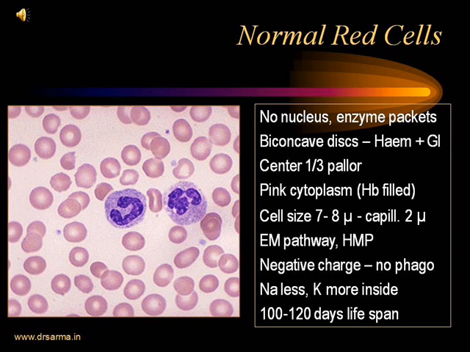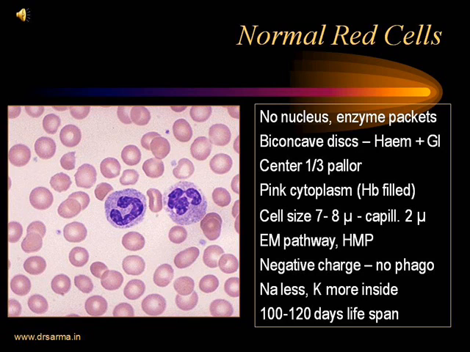Remember, the cells of 7 to 8 microns have to pass through capillaries as small as 2 microns. This makes it imminent that the membrane of the RBC is very flexible for it to bend and pass through the capillaries. RBCs have the metabolic pathways of Embden-Meyerhof pathway and the HMP shunt for their energy.